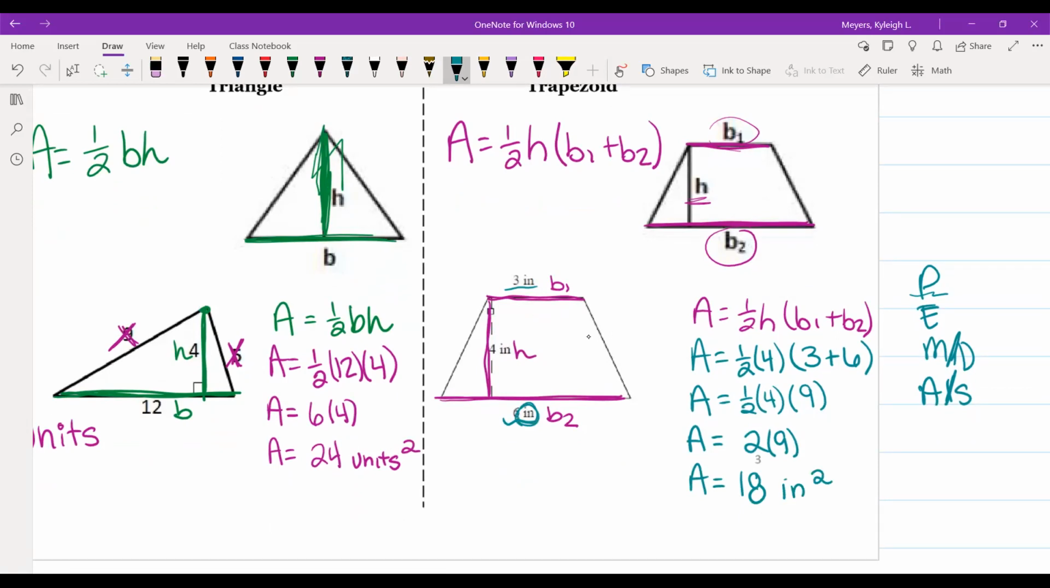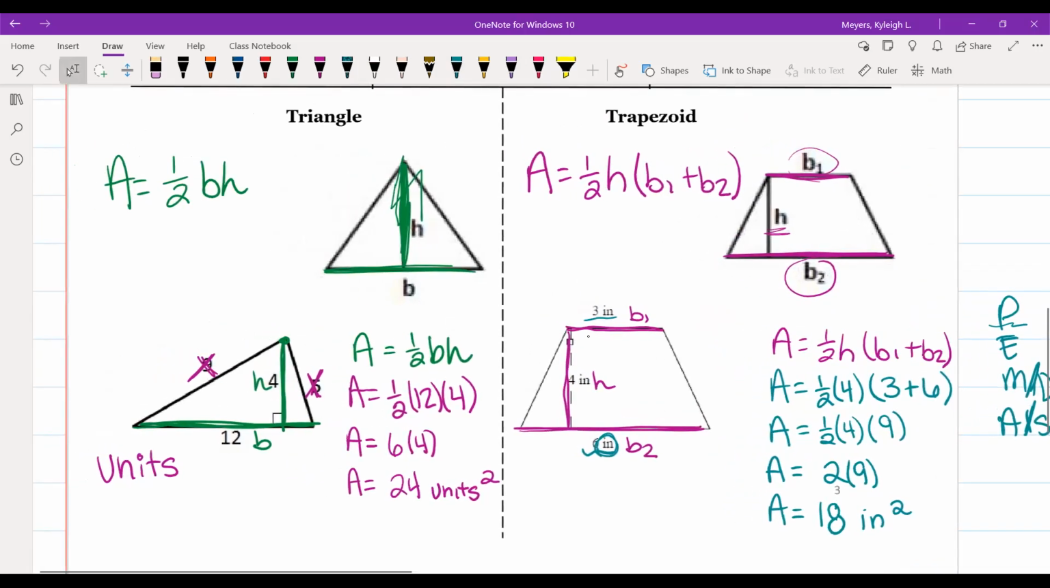Okay, so I know that the triangle and the trapezoid were a lot, right? Now we introduce fractions and adding and all that stuff. Don't stress too much. We're going to get plenty of practice with this though, okay? And you're going to have the formulas at the ready. All right, so if you have any questions about what we did, make sure you ask me, okay?